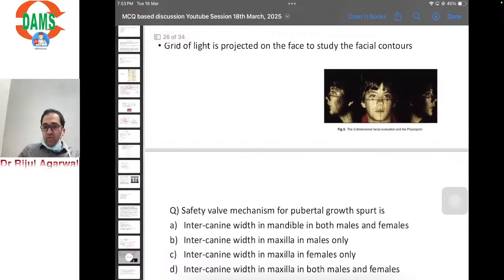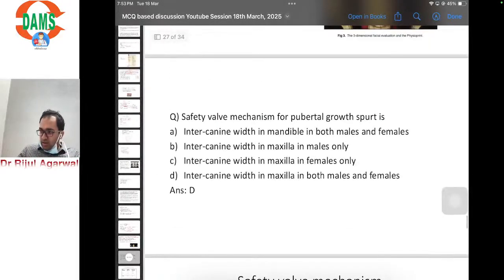Okay, so for safety valve mechanism for pubertal growth spurt, quite a lot of people had a confusion, that's why I took this up. So what is safety valve mechanism for pubertal growth spurt? I'll just come to it since I showed you the answer as well. So as we have seen, the mandible growth ends later than the maxillary growth. So what happens if the mandible continues to grow? It will outgrow the maxilla and there will be anterior tooth crossbite. So nature has put up this safety valve mechanism so as to compensate or prevent this overgrowth of the mandible from happening.